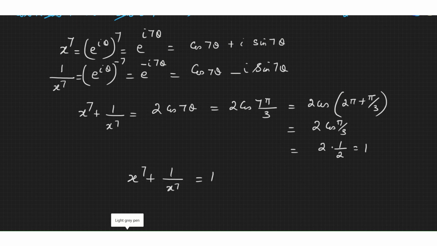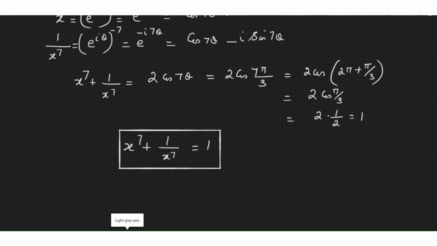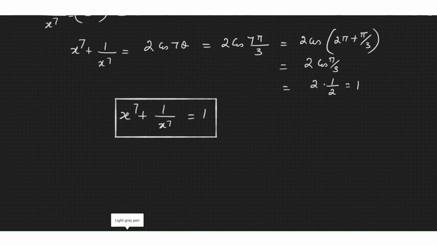So this is the same result we got from methods 1, 2 as well as 3. So in general, if x plus 1 by x is 1, then you get x to the 7 plus 1 by x to the 7 is equal to 1.